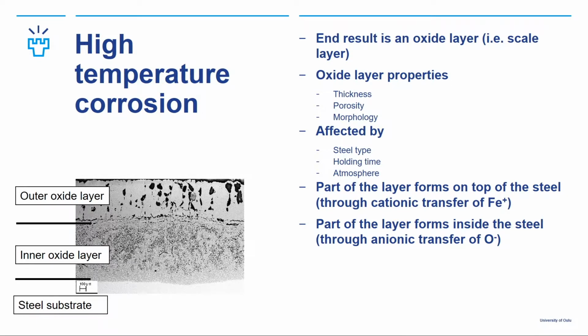And part of the oxide layer forms on the top of the steel through cationic transfer of ions. So we have the original steel surface going here, and the iron layer grows atop of it. And below the original surface of the steel, we have an inner oxide layer forming that is a result of anionic transfer of oxygen ions through the scale layer itself.